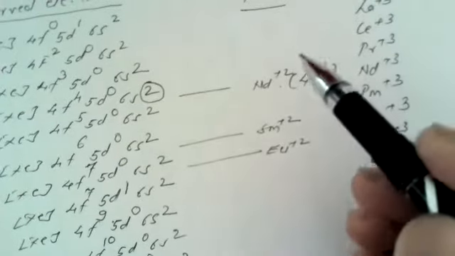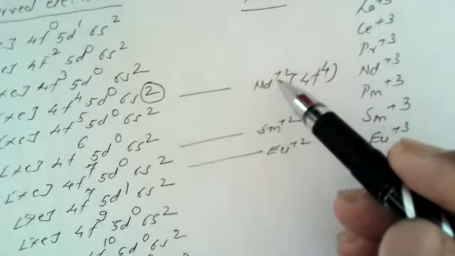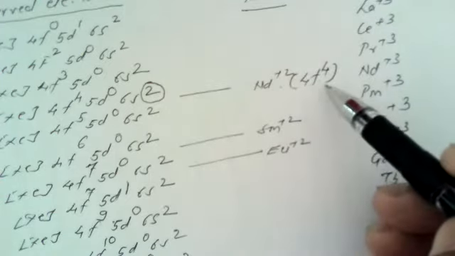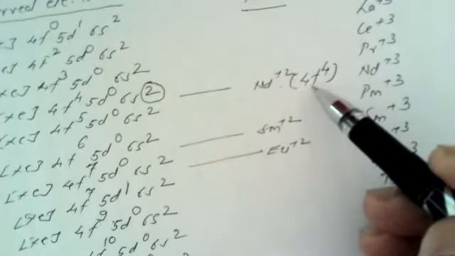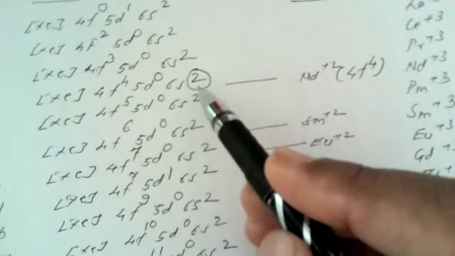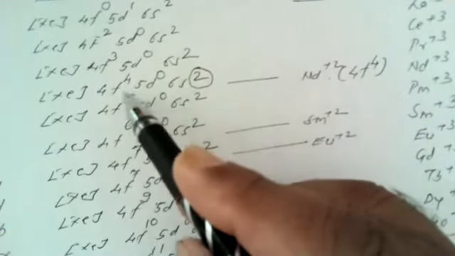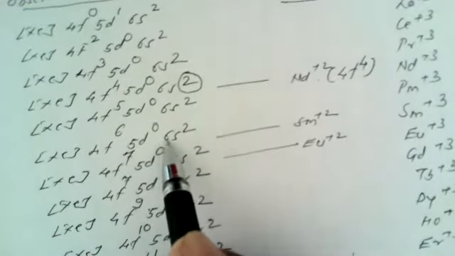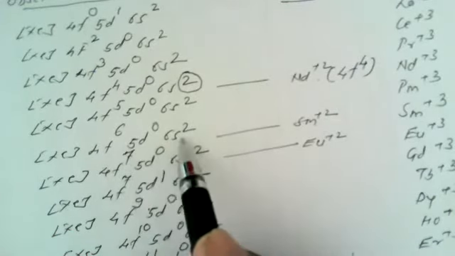So during exam time, sometimes you will be given the oxidation state and you have to write the outermost electronic configuration. So after loss of 2 electrons from 6s, remaining electrons are from 4f orbital. So 4f4. Come to samarium. Now samarium has the electron configuration 4f6, 5d0 and 6s2.